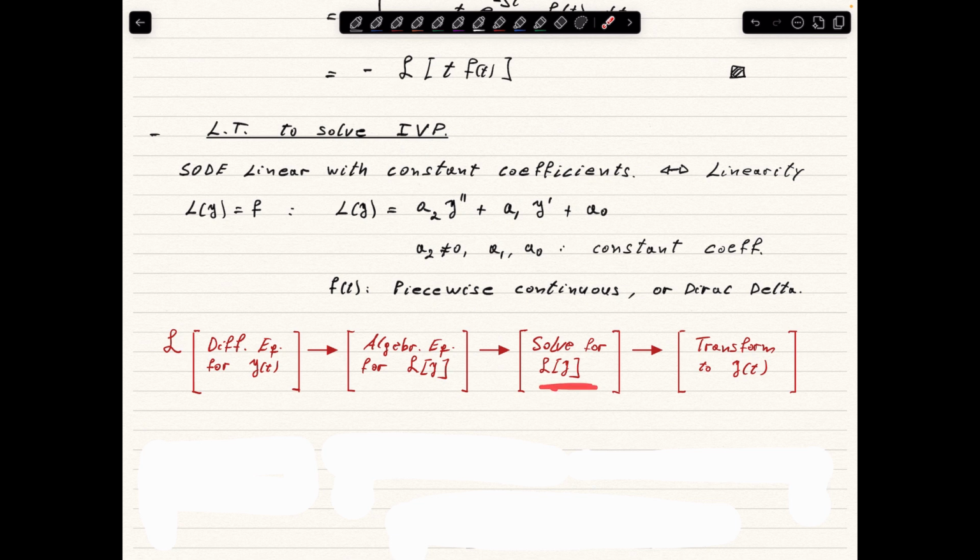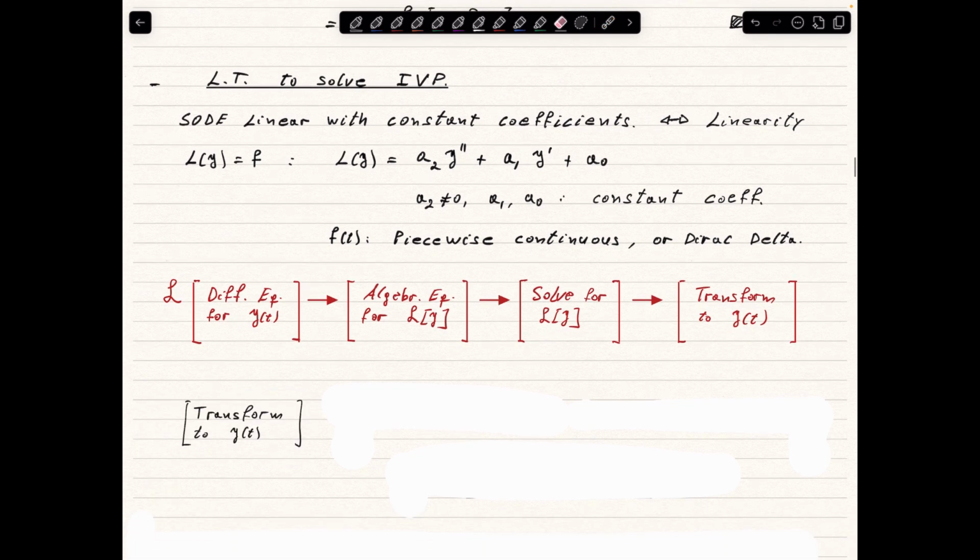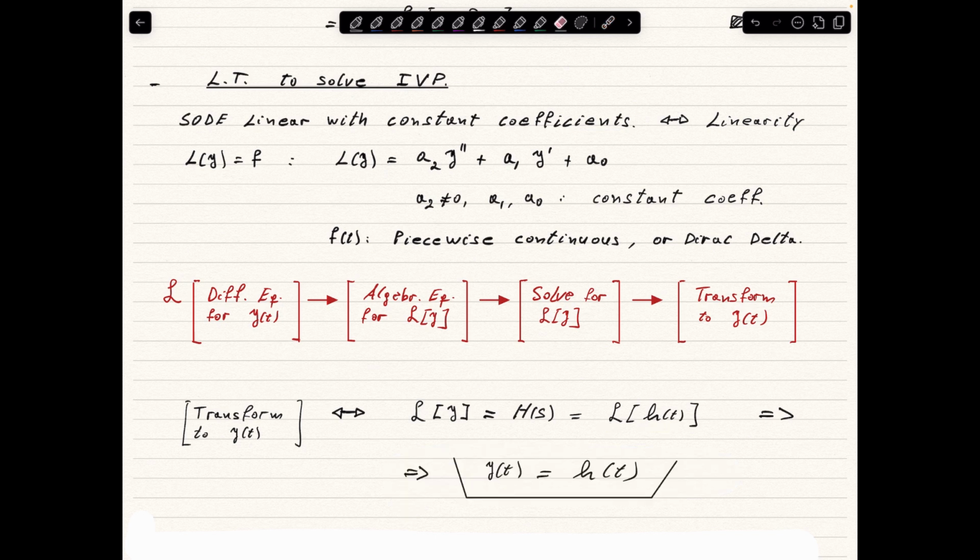Algebraic equations are very easy to solve, and the only problem then is to transform back from the Laplace transform of y into y. Because when we solve the algebraic equation, we are going to get the Laplace transform of y is some function h of s. That is going to be a complicated function, and the idea, in order to get back to y, is to write this h of s as the Laplace transform of something, because if we do that, then that is our solution.